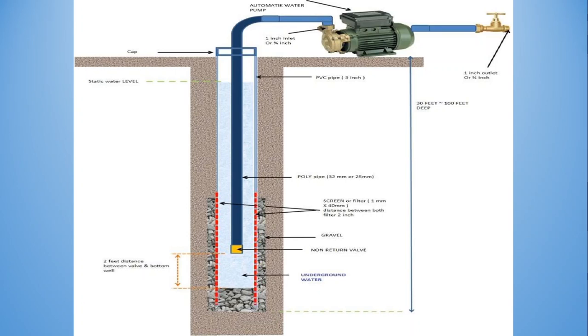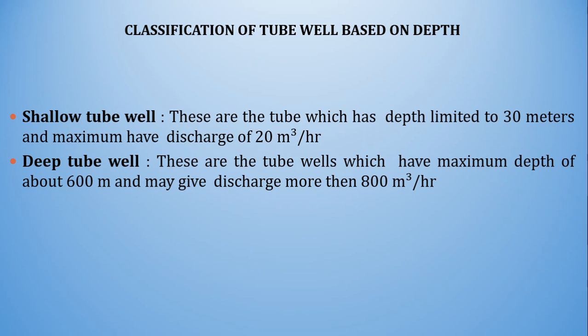This is a schematic diagram of the tube well. As you can see, they have a very small diameter as compared to the open well, and pumping is done with the help of a pump. Water is extracted with a high flow with the help of a pump.